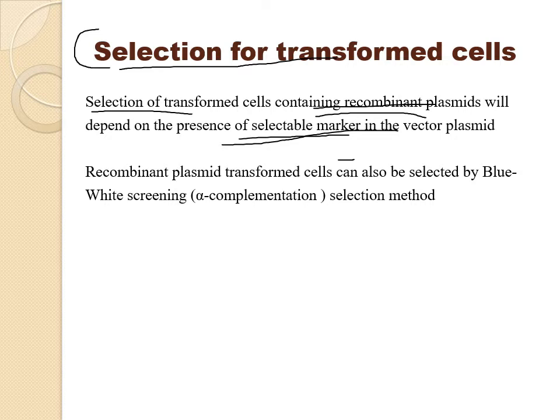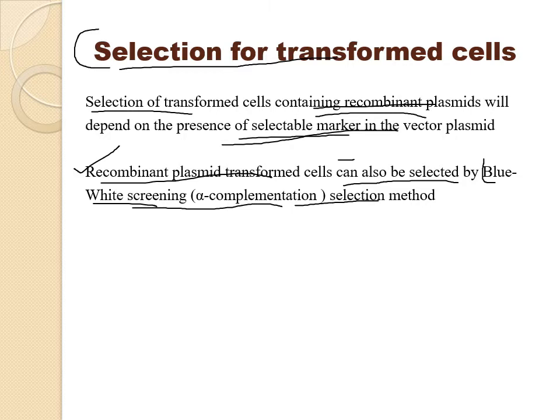There is also one more technique that needs to be taken care of very nicely. Recombinant plasmid transformed cells can also be detected by blue-white screening, which is also known as the alpha complementation selection method. This blue-white screening is a big and very important process in gene cloning, which I'll explain in my coming videos; I'll make a video entirely on this. I'll give a brief on the upcoming slide of what it is all about.